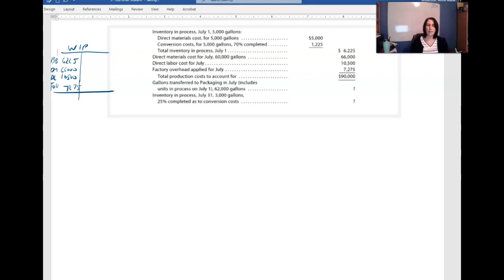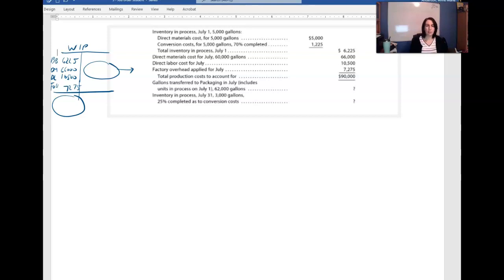Okay, so what they're asking us for here with these question marks is, what were the costs being transferred to the next process? And what is the dollar amount left in ending inventory? Which we know is 25% complete, and we know it's 3,000 gallons, but we don't know the dollar amount. Okay, so I think of this like a four-step process. The first place we're starting is we need to figure out three categories. We need to figure out what was in our beginning inventory, what was our ending inventory, and what did we finish? What was started and completed during the period?